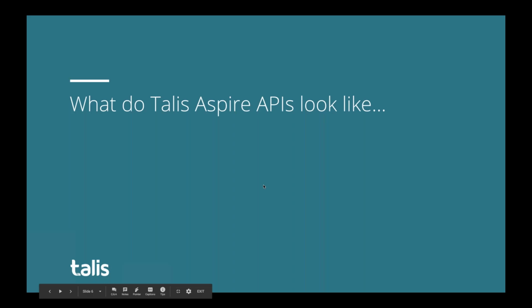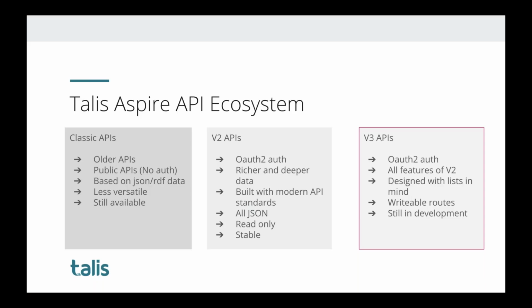Now let's move on to what the APIs in Talis Aspire actually look like. We've talked about some possible examples. Let's start having a look. There are 3 generations of APIs in Talis Aspire, which I've outlined here.